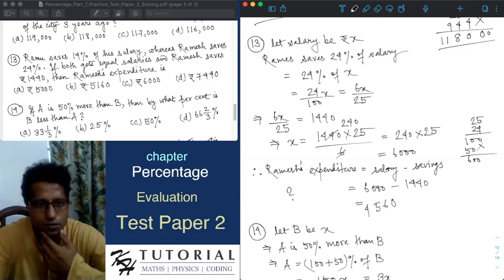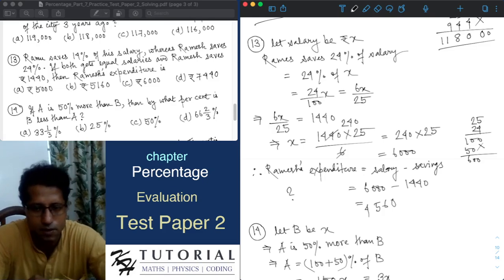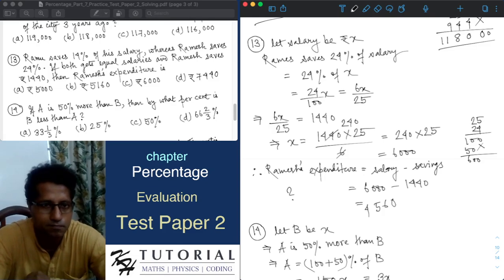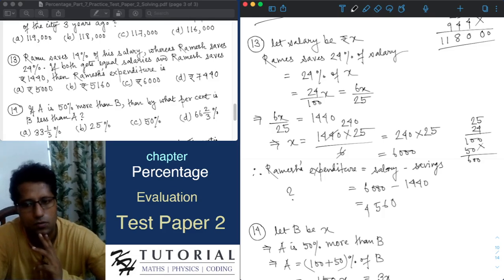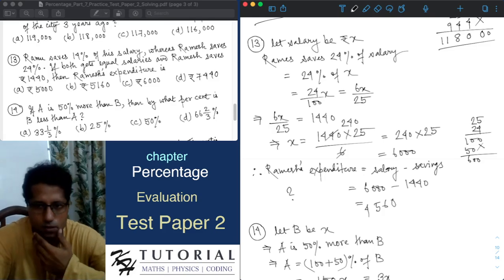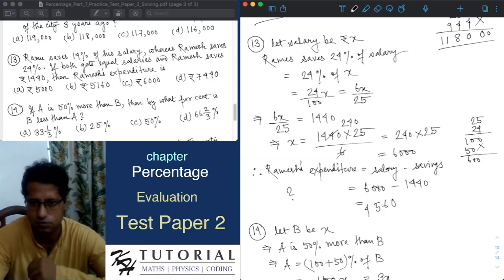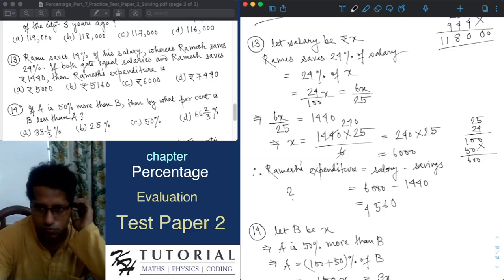Okay. It is also given that Ramesh saves rupees 1440. So we must have 6X by 25 equals 1440. So we get X equals 1440 into 25 by 6. Now let's see the calculation. 6 divides 1440 by 2, 12, 24, 240. So this is 240 into 25, which is 6,000. X is 6,000. So the salary of both is rupees 6,000.